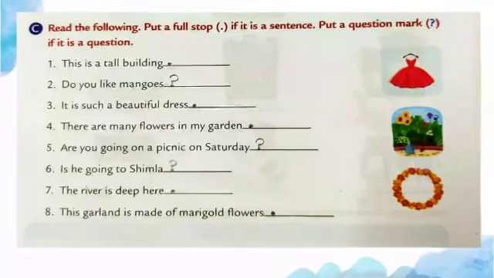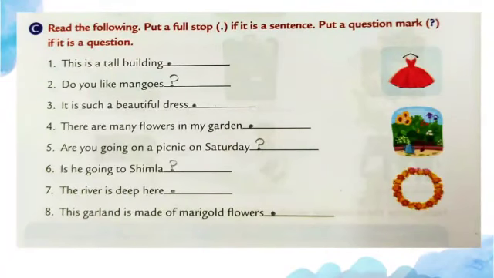Number 5. Are you going on a picnic on Saturday? Now, it's an asking sentence. They are asking a question: are you going on a picnic on Saturday? So we'll put a question mark at the end. Number 6. Is he going to Shimla? Again, it's an asking sentence because they are asking whether that boy is going to Shimla or not. So we'll put a question mark at the end.